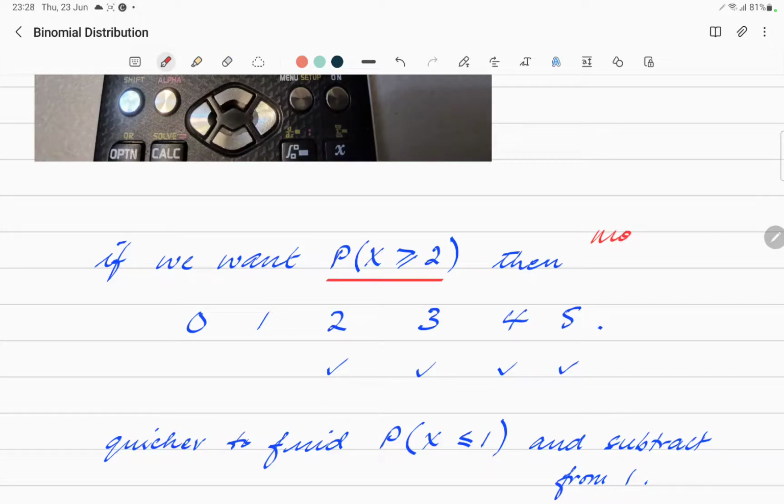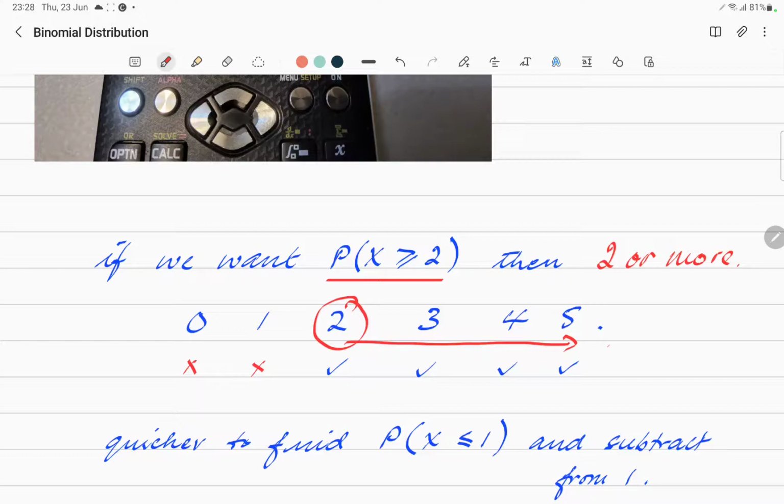All right, so if I say 2 or more, okay? Effectively, I want that result and everything above it. What I don't want is that one and that one.